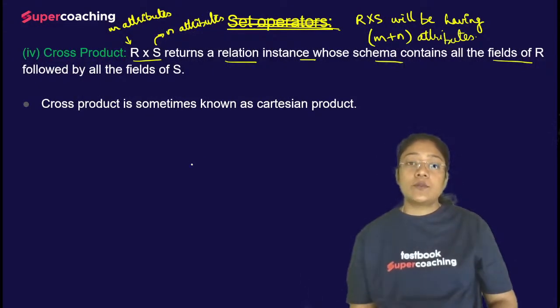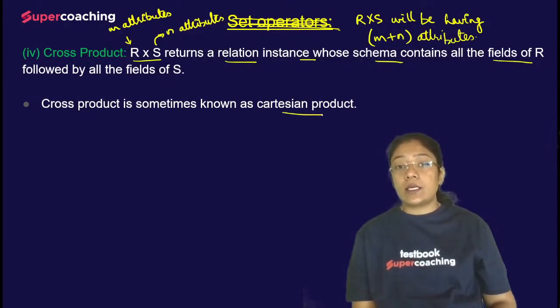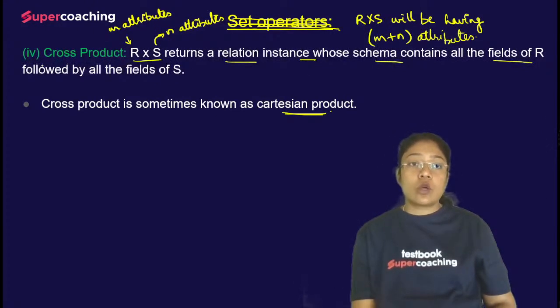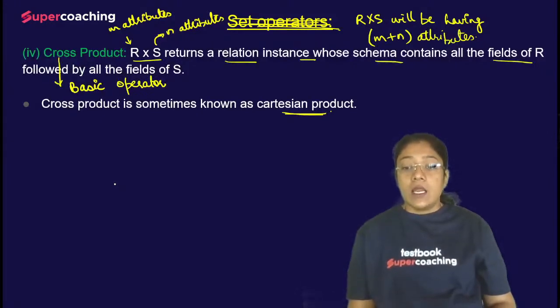Okay, so this means that all the attributes of the first relation will be entered, followed by the attributes of the second relation. Cross product is sometimes also known as the Cartesian product, and this cross product is also one of the basic operators. Make sense? Now let's take the example.